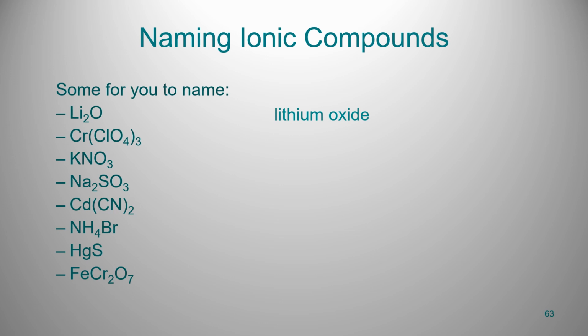Chromium is a transition metal. It's in the transition, so we're going to need a Roman numeral. ClO4 is the perchlorate.